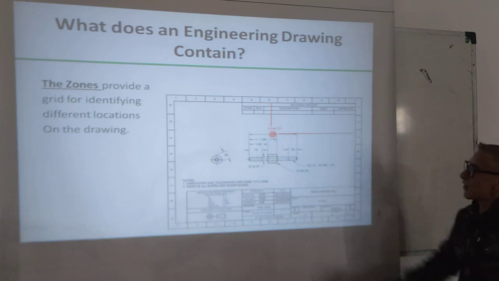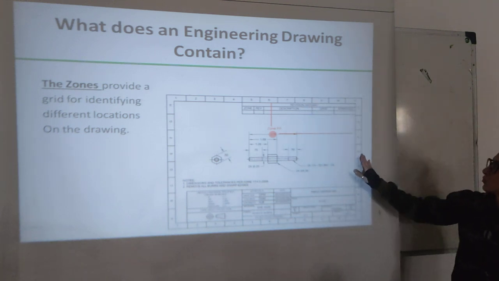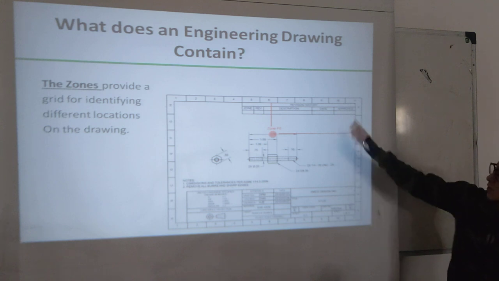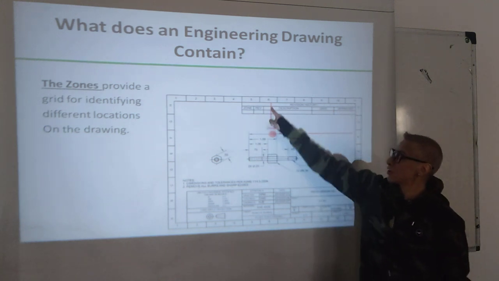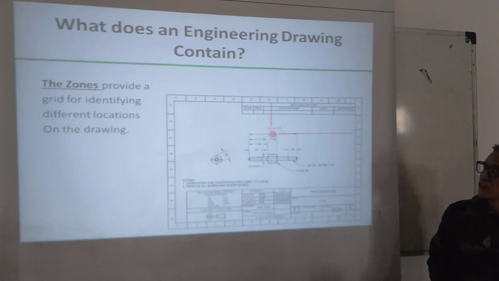So, this is what I already explained about the zones used. We have here the letters, we have the numbers, and you can clearly identify areas in the drawing that need explanation.